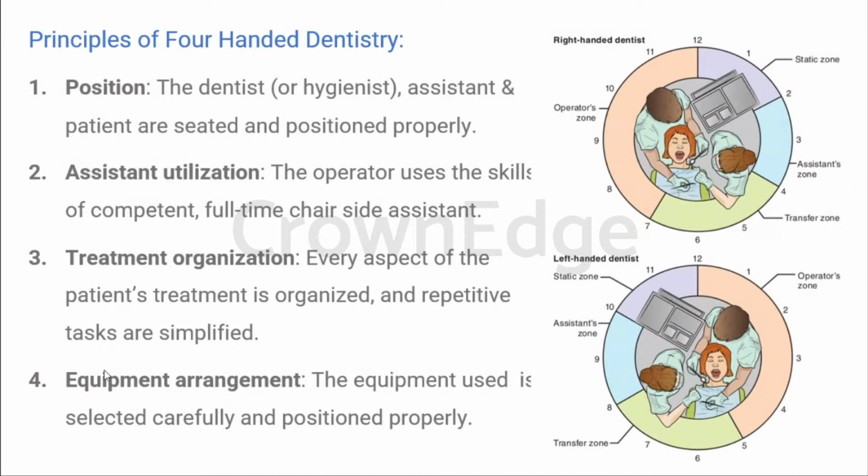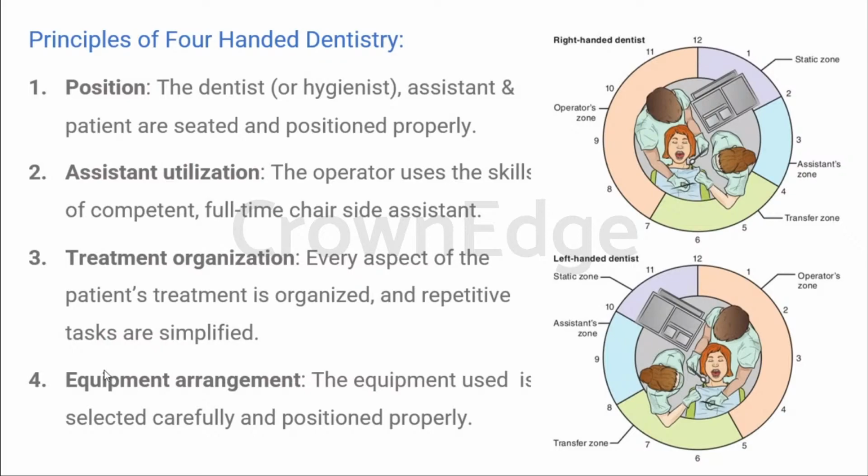So operator zone is basically the area within which the operator is free to move without any hindrance. Static zone basically is the area where there is no movement or nothing that is happening, so you can keep your instruments there. The assistant zone, which is in blue, is the area that the assistant can use to move, and the transfer zone is the area where the assistant is going to be handing over the instruments to the dentist who's working, or going to be receiving the instruments.